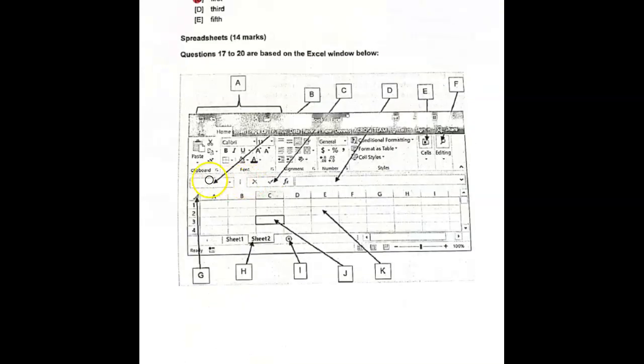Which part label displays the active cell? So B. B will display what cell you're on. So B.